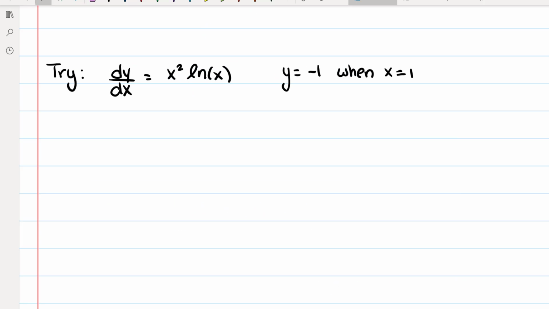All right, so I want you to go ahead and try this one on your own. It's basically the same problem, but instead of x ln of x, we have x squared ln of x. Okay, so go ahead, pause the video, give it a shot.